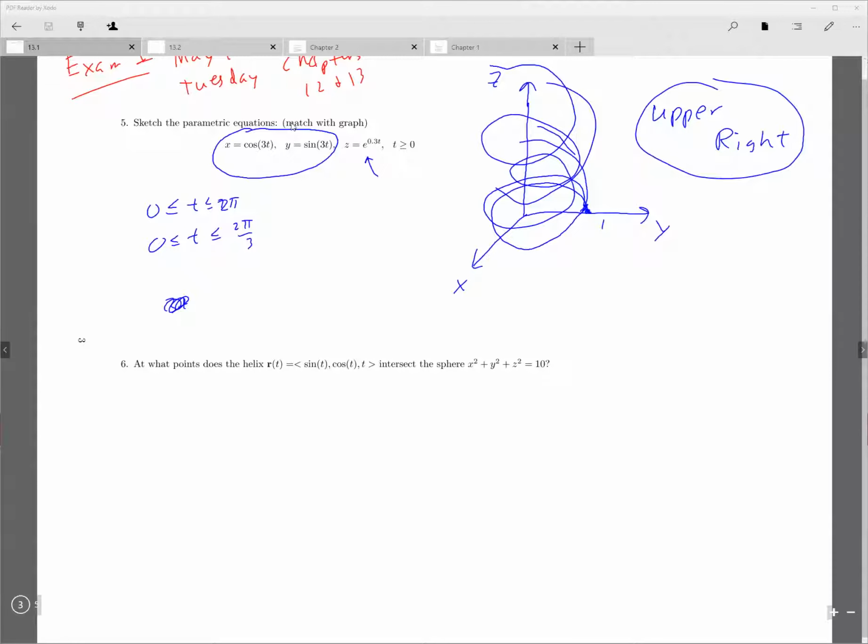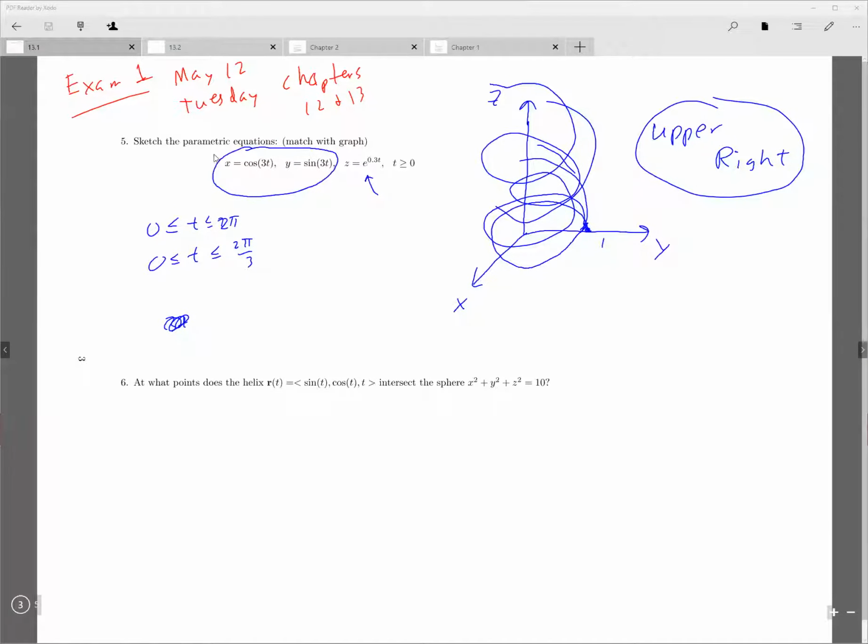And let's see, where were we last time? Okay, so again, I'm pulling up WebAssign. We were right here. We had done number 5, sketching the parametric equations. And like I said right here, this is an indication that you have a circle.